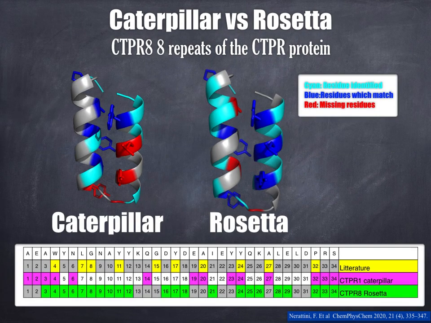Now, another thing we tried was to compare what happens if you replace the Caterpillar design method with a more established method, which is Rosetta. So we applied this to the CTPR8, which is an 8 repeat of the same protein, and we designed the core of this protein. As you can see, the percentage of predicted residues that are known to be structurally important, highlighted from literature in yellow here, and the ones from the Caterpillar in purple and from Rosetta in green, the percentage is comparable.